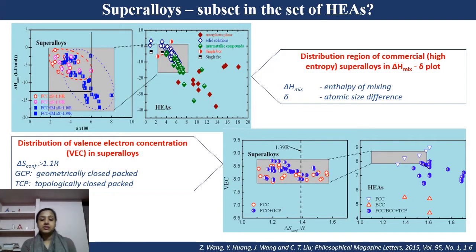Now, there is an interesting study by Wang and Huang who asked whether superalloys are a subset in the set of HEAs, because many of the superalloys exhibit the mixing enthalpy, atomic size difference, as well as the configurational entropy in the range of high entropy alloys.